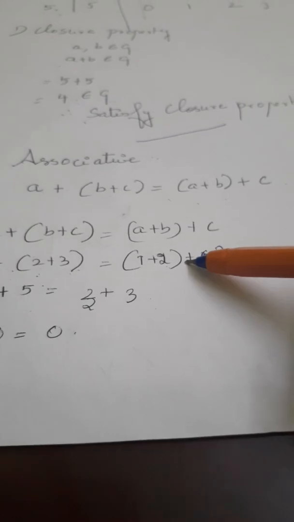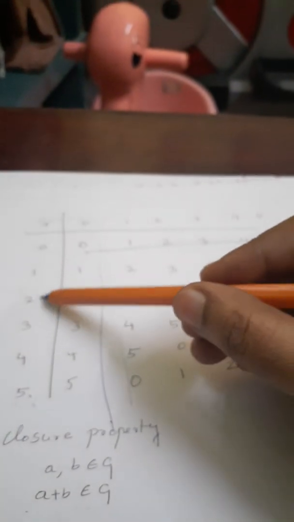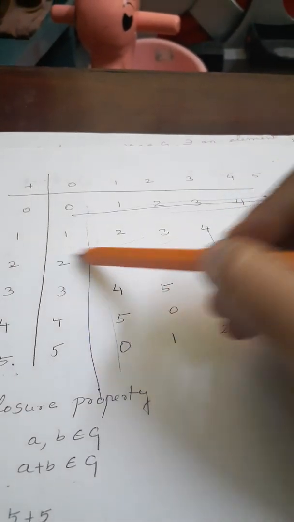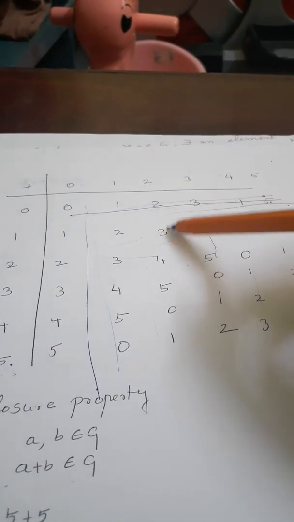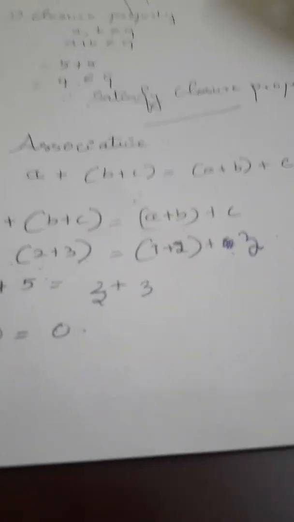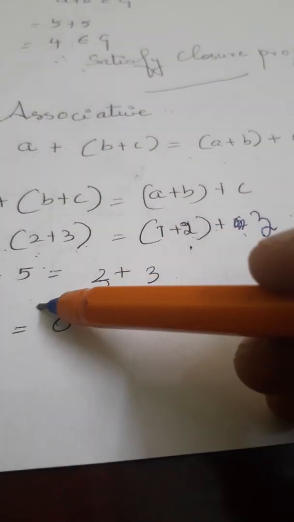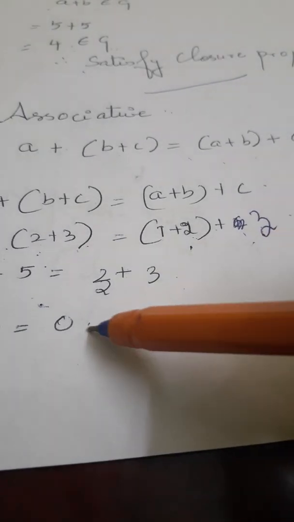Next is 1 plus 2. So where is 1? Here is 1 and 2 is here. Just stay clear, right? 1 plus 2. So 1 plus 2 is what? 3. So I have to put 3 here. Okay, its value is 3. C value is 3.